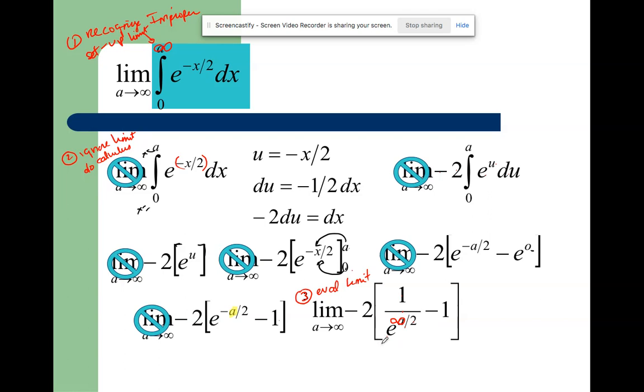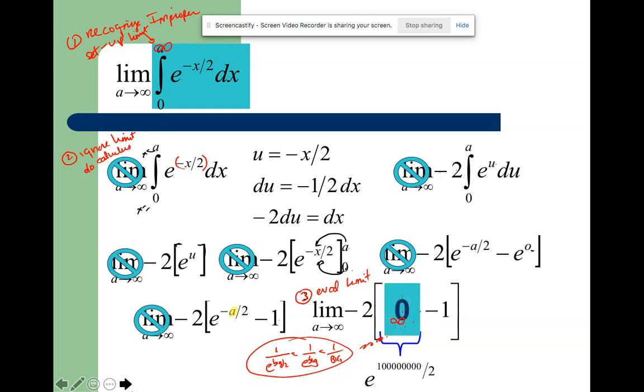Did you hear all of that thinking process? Let me say it again. So I say to myself, 1 over e to the big over 2 is 1 over e to the big, which is 1 over something really, really big, and 1 over something really, really big approaches 0. So e to the really, really big divided by 2 is still e to the really big. e to the really big is big. 1 over something really, really big approaches 0.